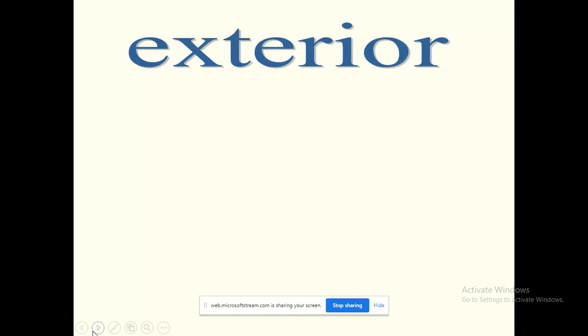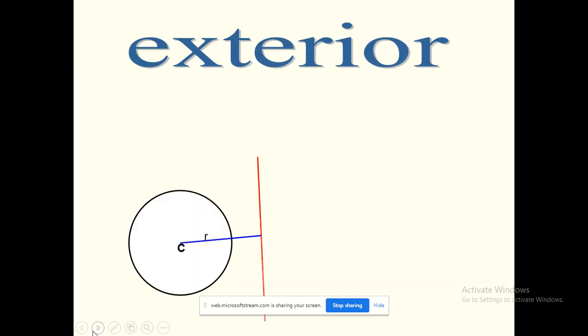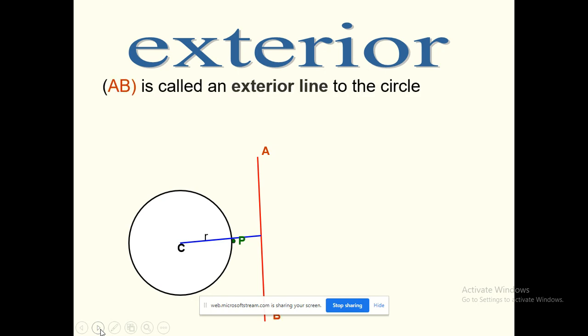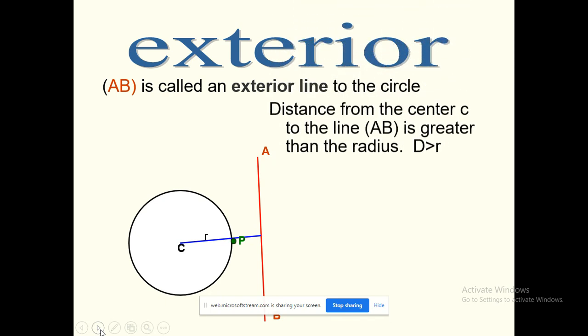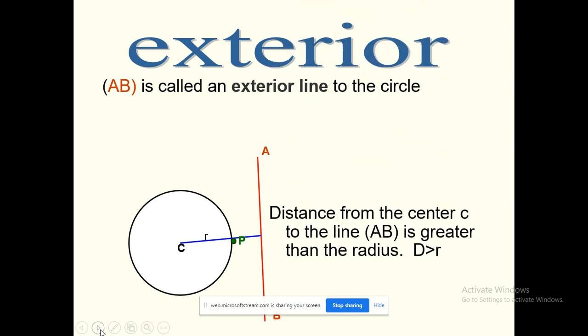And sure, guys, now for the last one, the exterior line. If I measure the distance, you can see it easily, it's bigger than the radius. See this distance here, it's much bigger than the radius. So a line is exterior to my circle when the distance from C to the line is greater than the radius. So when D is bigger than R, I can say that this line is exterior.